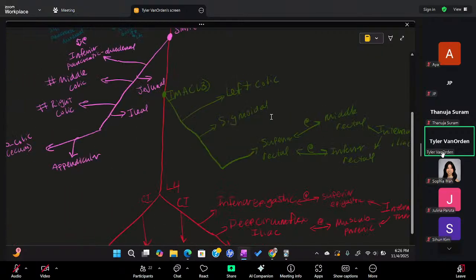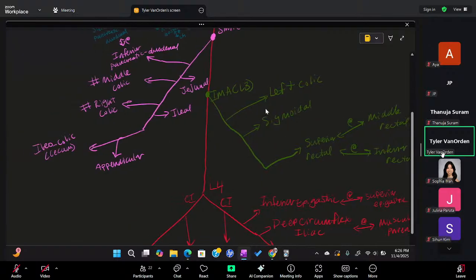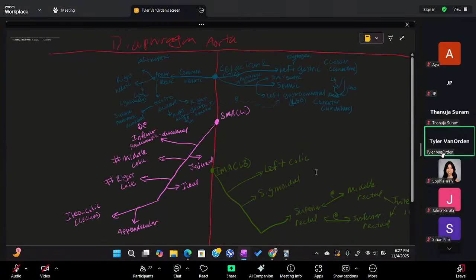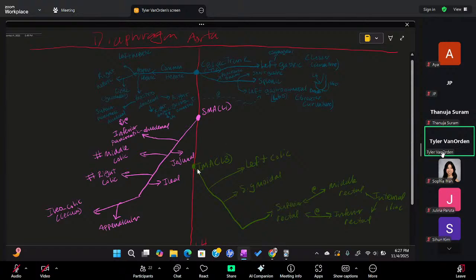So we just covered almost all the arteries in the abdomen pretty simply in less than 30 minutes. This is going to be a lot of questions on your exam. You're going to be able to see all of these in lab, and you're going to have to be able to identify them.